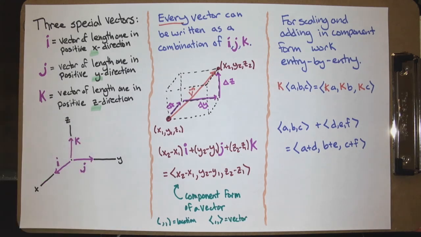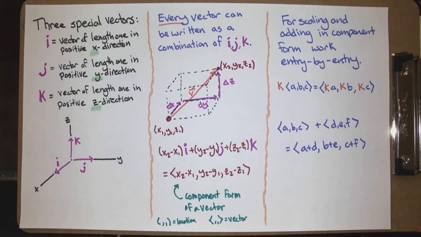So what are i, j, and k? They're unit vectors, and it just means a vector with length 1. We'll talk more about unit vectors in a few minutes. Vectors of length 1, pointing in very convenient directions. i points in the direction of the positive x-axis. j points in the direction of the positive y-axis. k in the direction of the positive z-axis. And that's what they are.